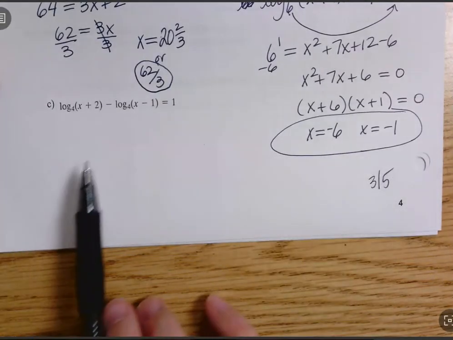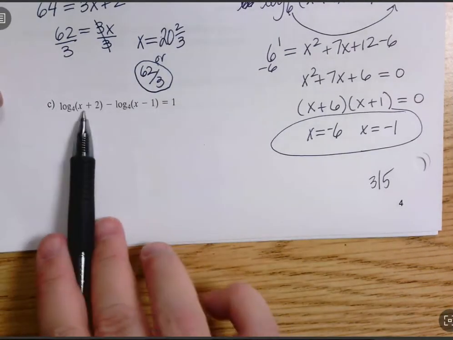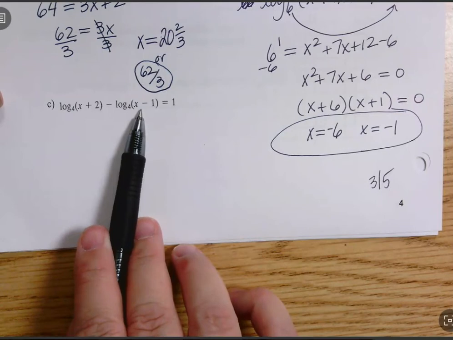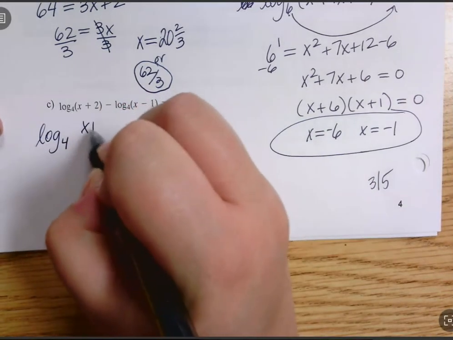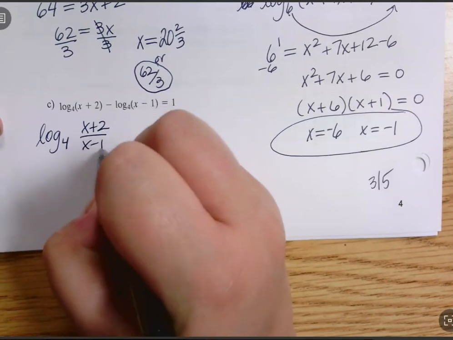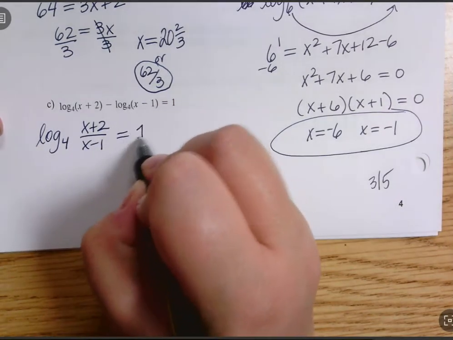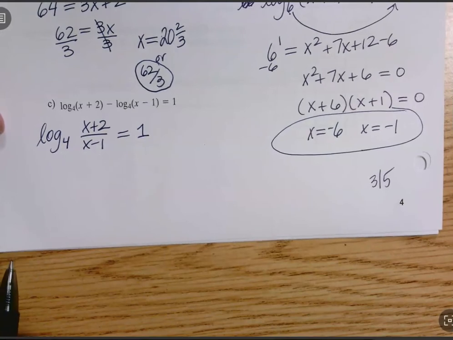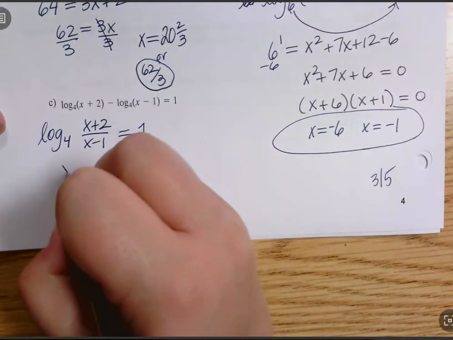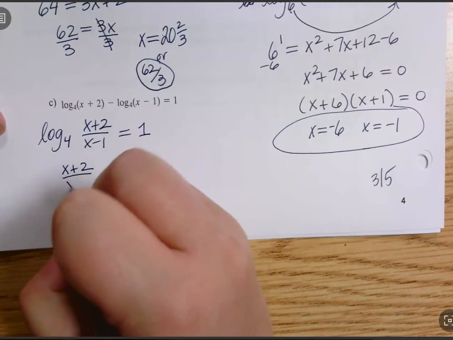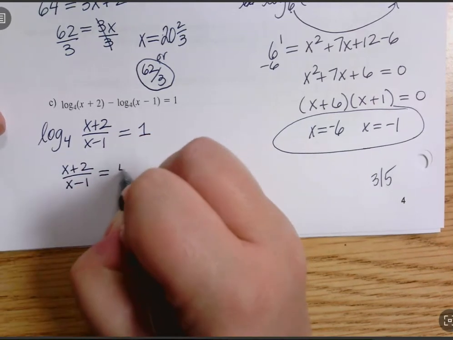All right, last one on this page, we have subtraction. So that's going to be a quotient rule applied. Equals 1. And now I'm going to rewrite 4 to the first power, that's 4, equals x plus 2 over x minus 1.